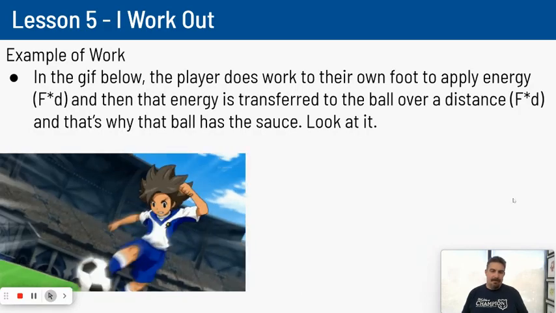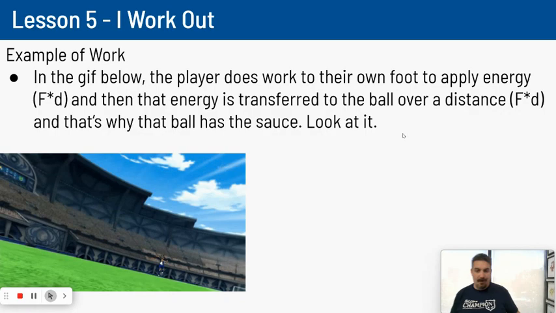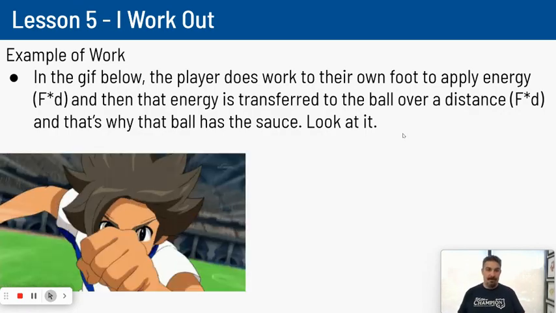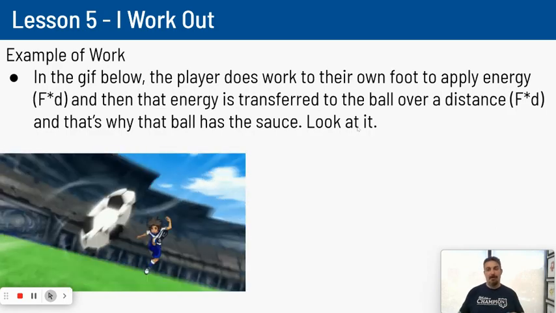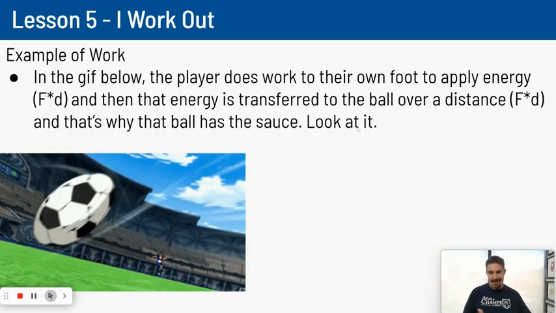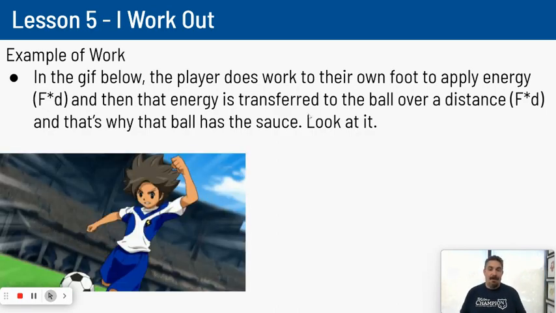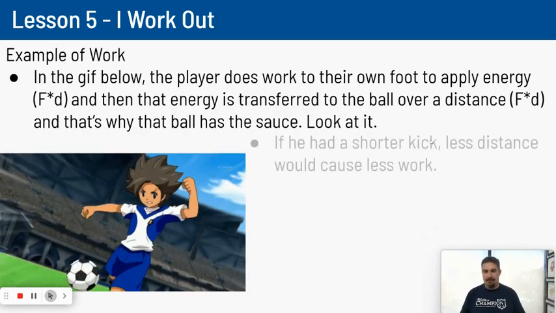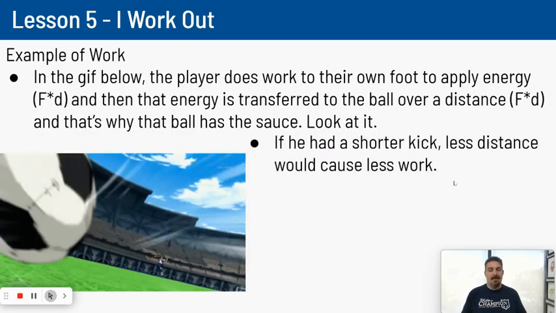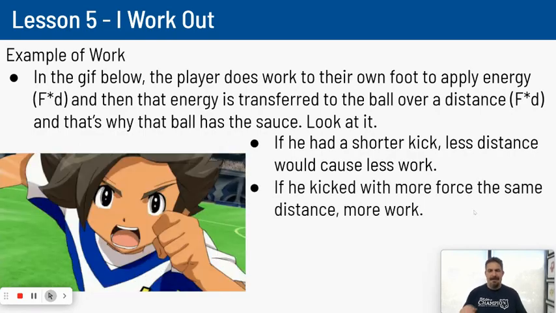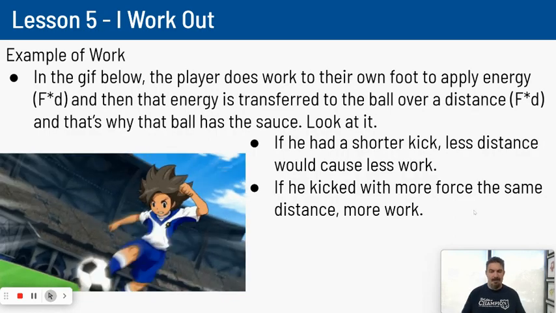So in this GIF we have on the screen, the player is doing work to their own foot to apply energy. So they're pushing their foot, force over a distance, F times D. That energy gets transferred to the ball over another distance, how long he's kicking it for before it leaves his foot, F times D. And that's why the ball has the sauce. Just look at that. If he had a shorter kick, less distance would cause less work. If he kicked with more force, the exact same distance of kicking, there'd be more work.